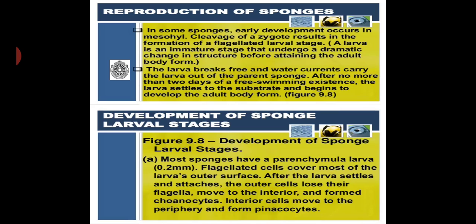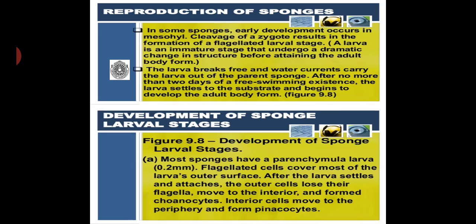In some sponges, early development occurs in the mesophyll. Cleavage of a zygote results in the formation of a flagellated larval stage. A larva is an immature stage that undergoes a dramatic change in structure before attaining the adult body form. The larva breaks free and water currents carry the larva out of the parent sponge. After no more than 2 days of a free swimming existence, the larva settles to the substrate or substratum and begins to develop the adult body form.